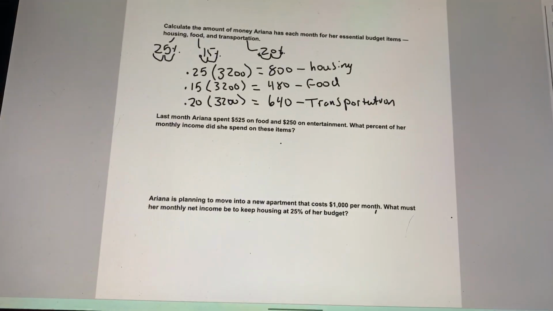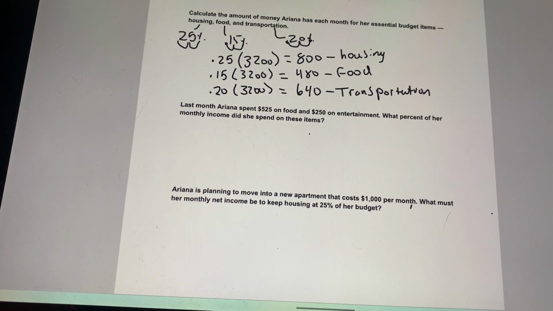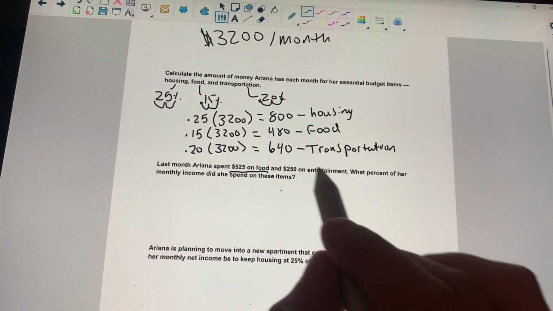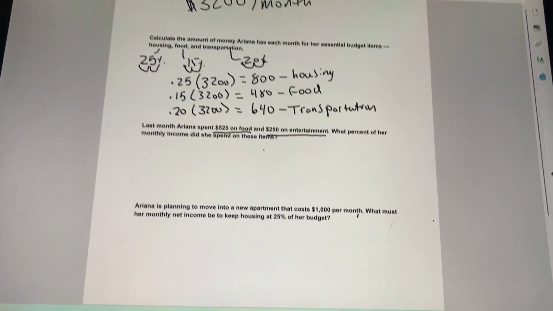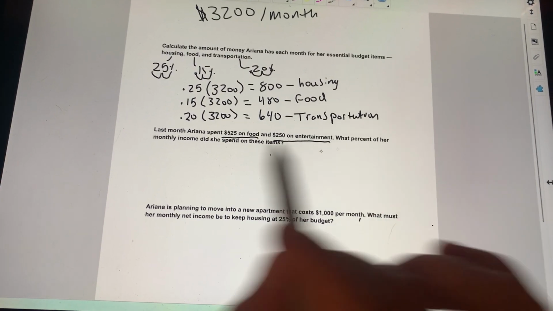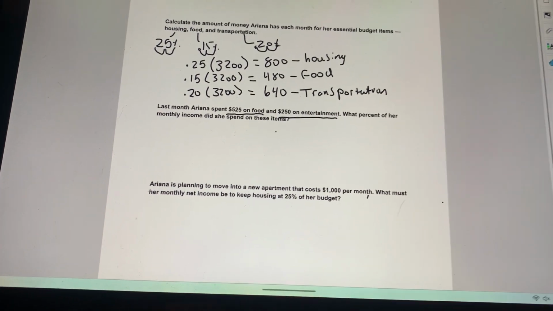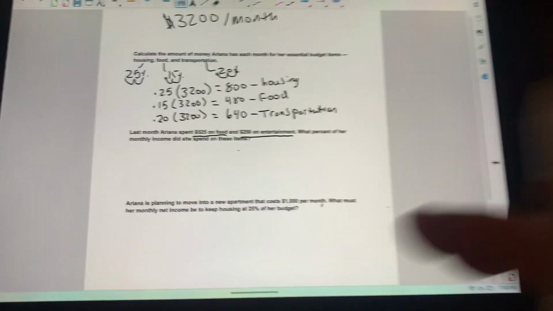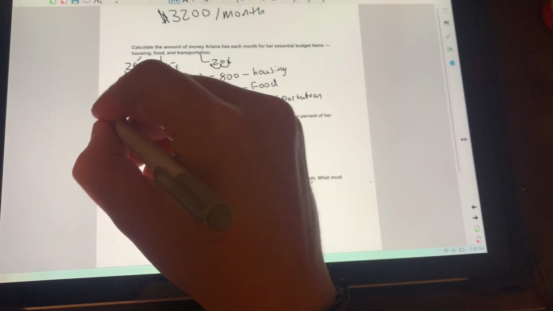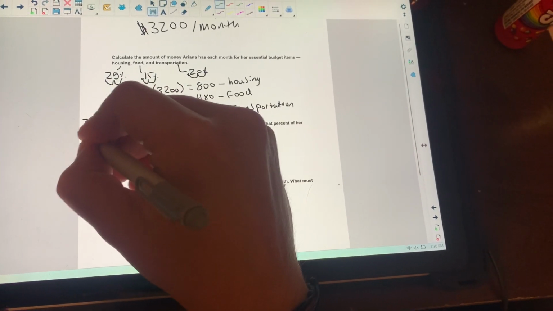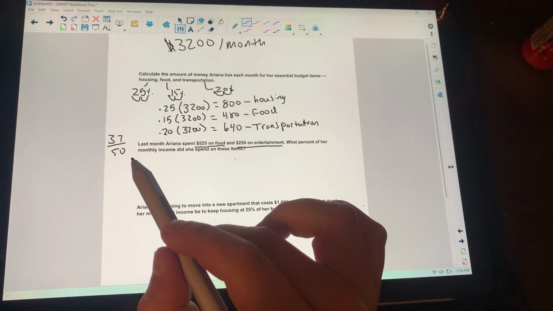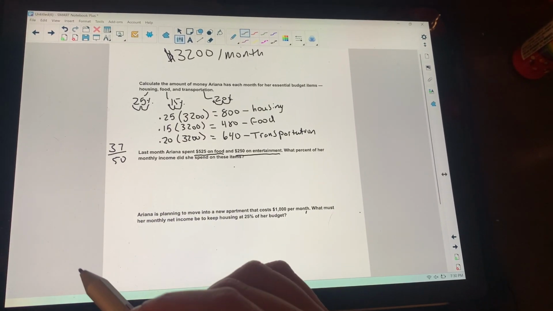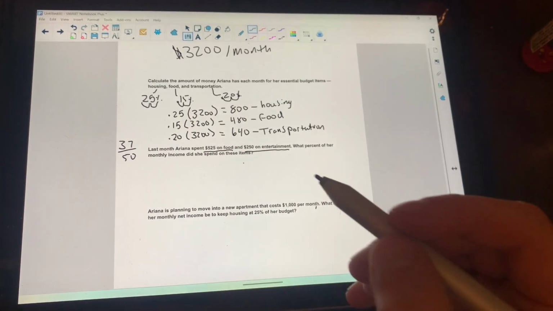Now, for question 2, it says last month, Ariana spent $525 on food and $250 on entertainment. It wants to know what percent of her monthly income she spent on these items. To get this to be a percent, it's like when we have a test. When you get a 37 out of 50, to get this into a percent, you go 37 divided by 50, and then we just move the decimal point. Okay, so we're going to do the same thing.